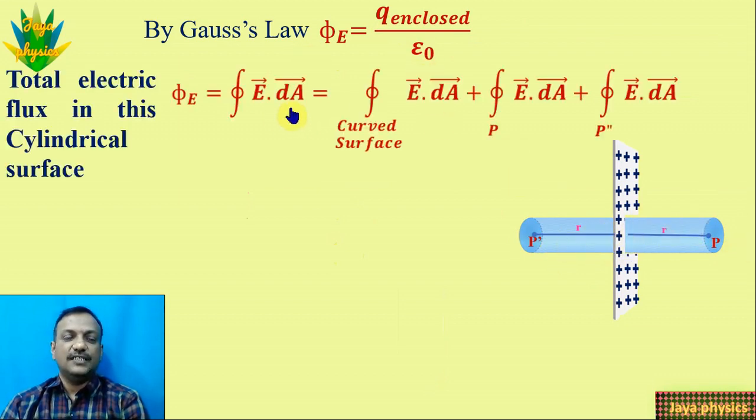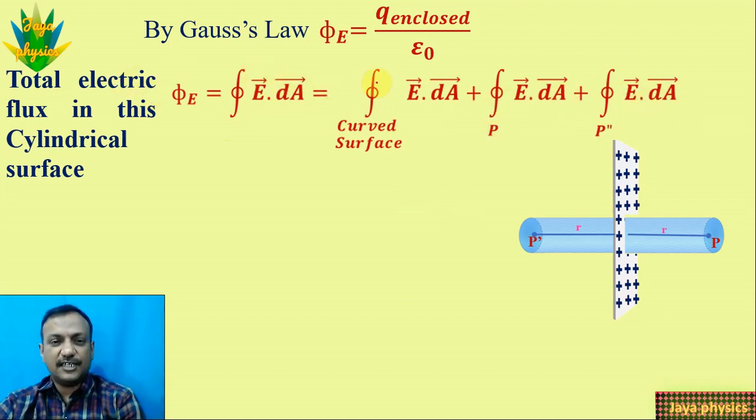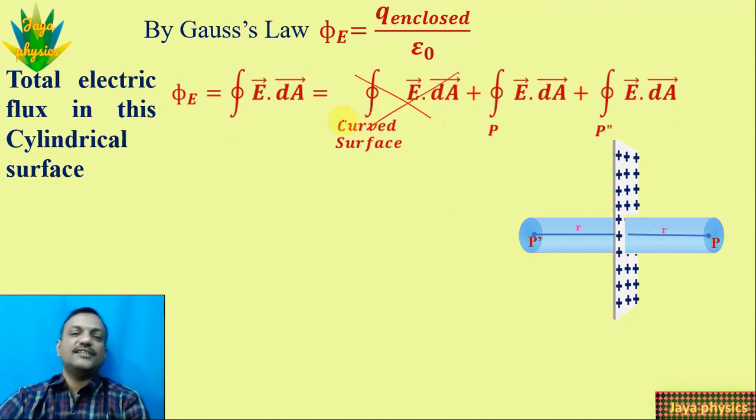Is it clear? Now, you know very well, I have rewritten flux as the surface integral of E vector dot dA vector, which is written in terms of the sum of three measurable quantities. In this, flux is not coming from the curved surface. For the curved surface, there is no flux. So, only these two terms are contributing to phi e.